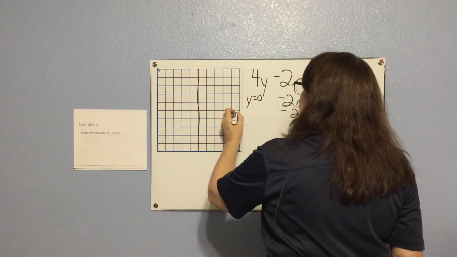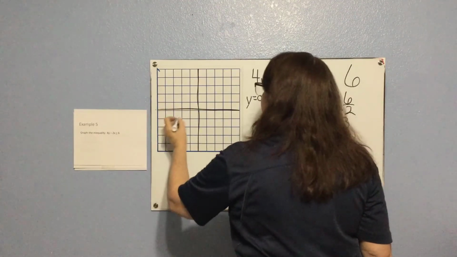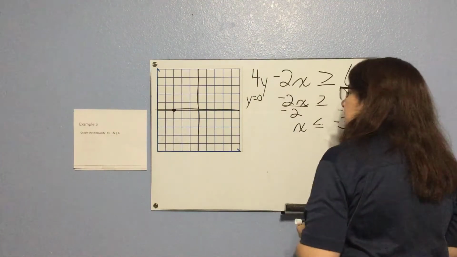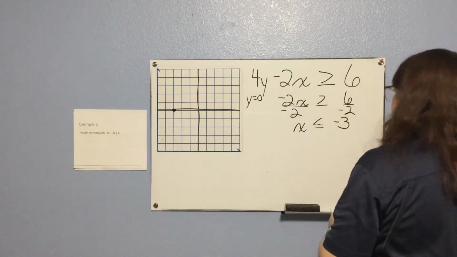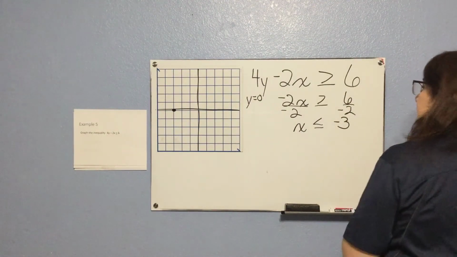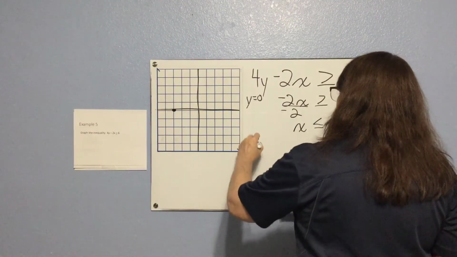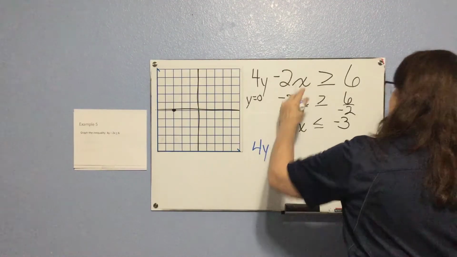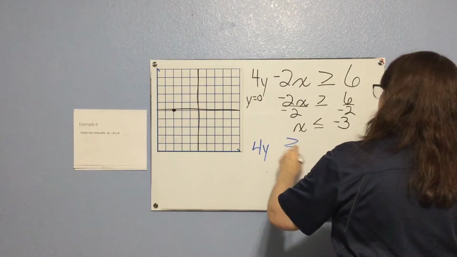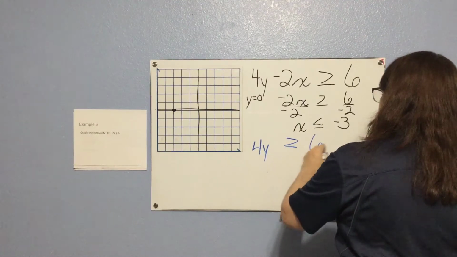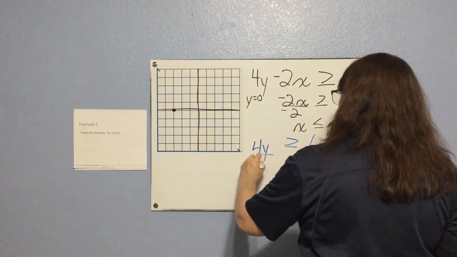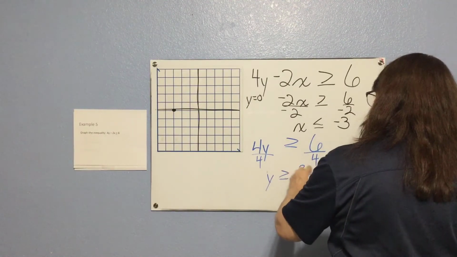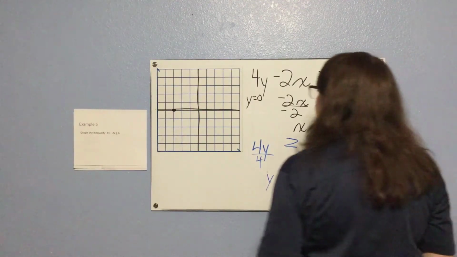Because that is my intercept. So here's x equals negative 3 when y equals 0. Now I'm going to let x equal 0. So I have the same inequality. Now this portion is going to be 0, so I have 4y greater than or equal to 6, and I just divide by 4. I've got y greater than or equal to 3 over 2.